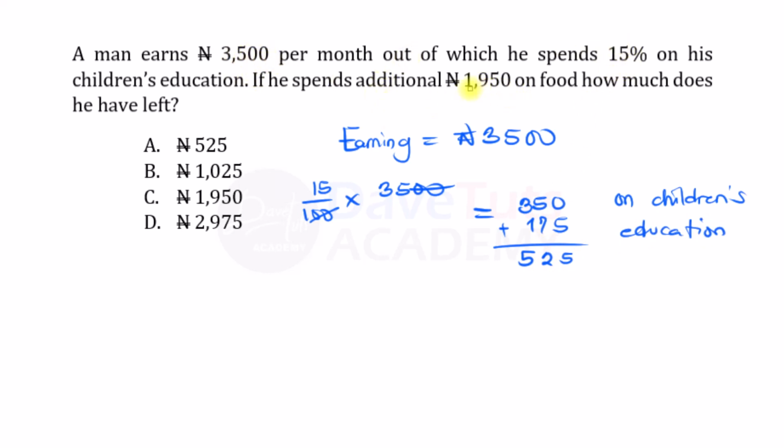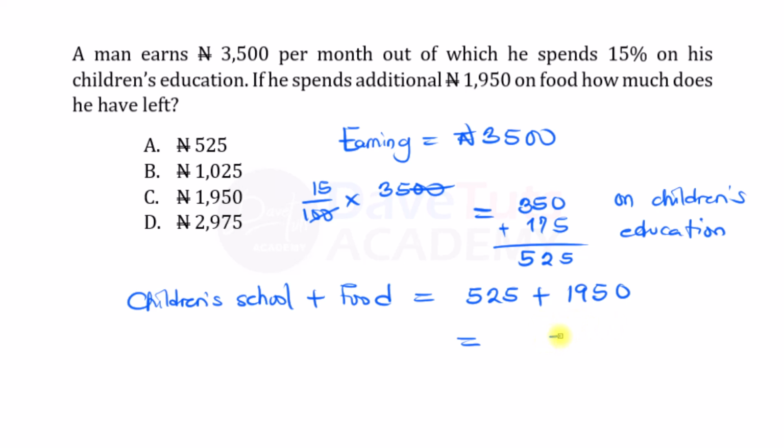Now he spent an additional 1,950 on food. So how much does he have left? So this that he has spent on his children's education plus feeding is going to give us 525 plus 1,950, and if we add that, it's going to be 5 plus 2 will be 7, 9 plus 5 will be 14. That remaining one plus this one will be 2. Okay, that will be 2,475.